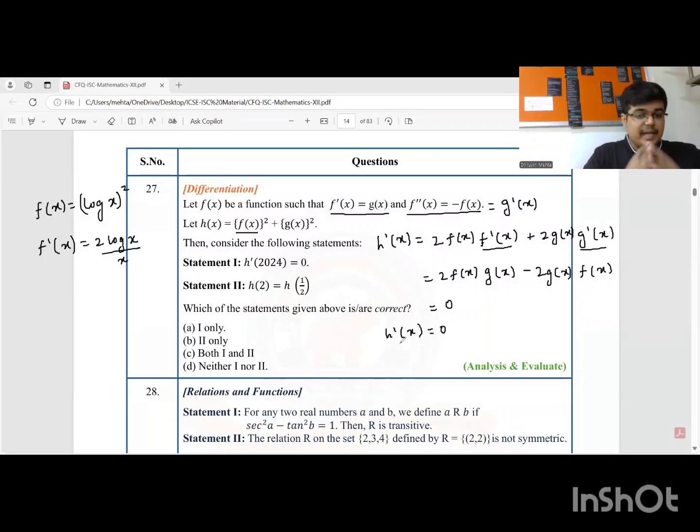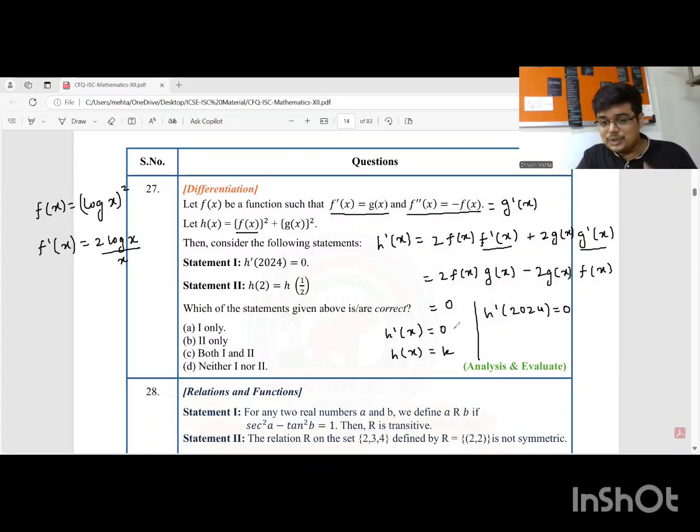Now you have to think and tell me derivative of which function is 0. I hope you know that derivative of constant function is 0, which means that the function h of x is some constant. Let's say it is some constant k. Now students, once we get this over here, in the first part, they're saying h dash of 2024 is 0. Do you understand, students? Because it's a constant function and the derivative is 0, whatever is the value of x, it doesn't matter, the derivative will always be 0. And therefore, we can say the statement 1 is definitely true.